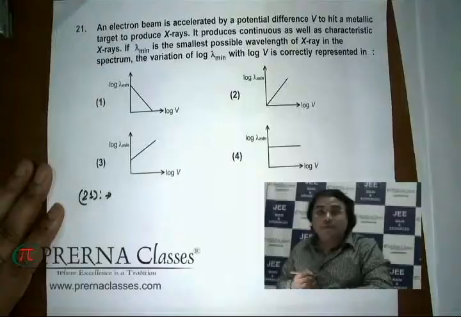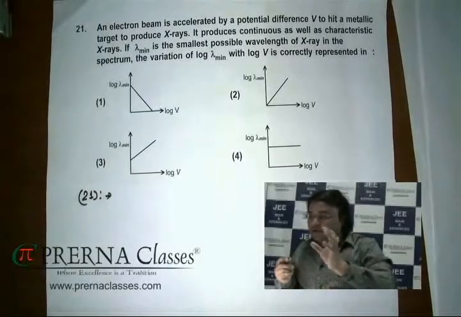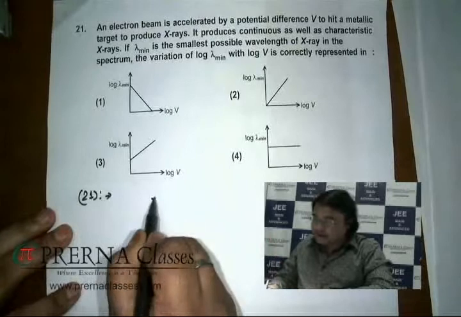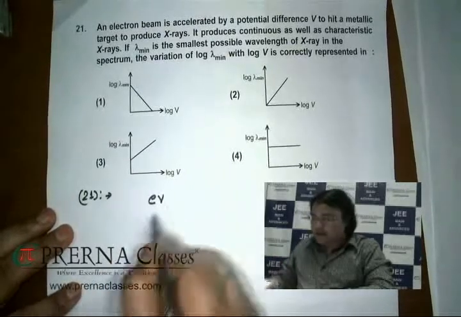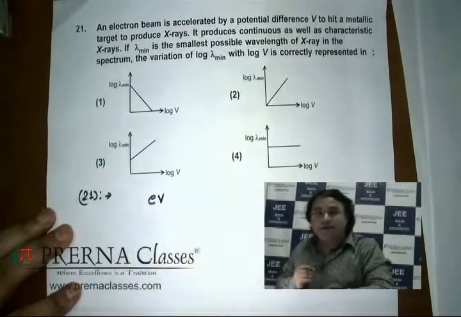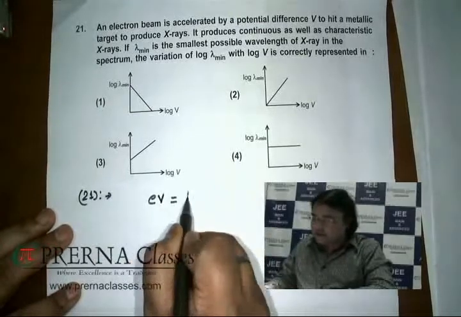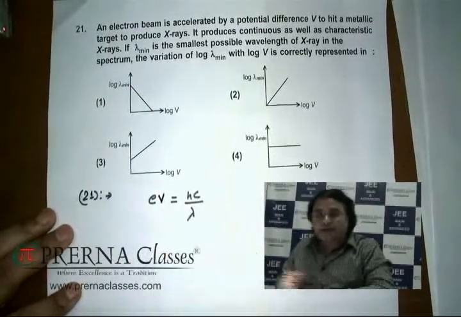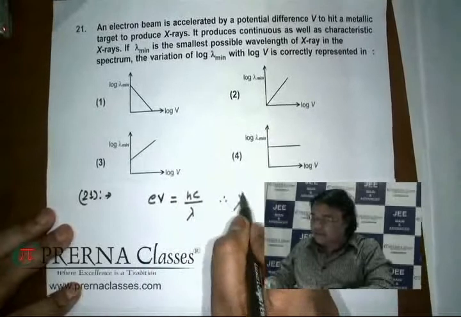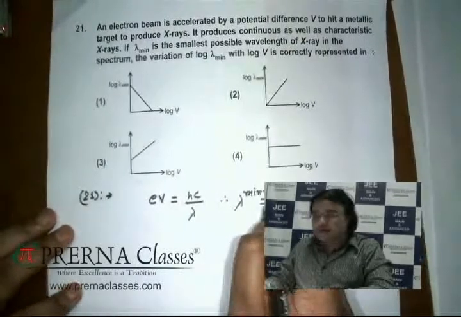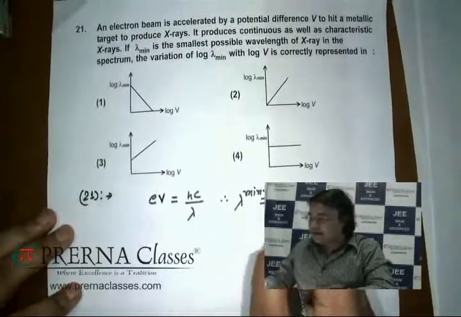Okay, next one, that means question number 21. It is based on X-rays and comes from modern physics. If we accelerate an electron through a potential difference V, then its energy will be eV. If we assume all energy is converted into X-ray, then the energy of the X-ray is given by that expression. So lambda minimum, we can write here, it will be hc by eV.